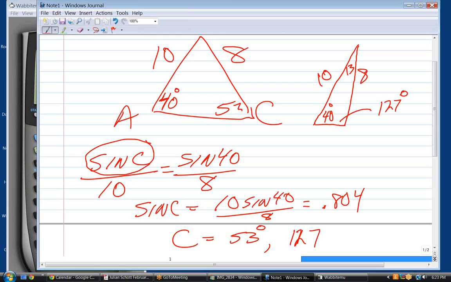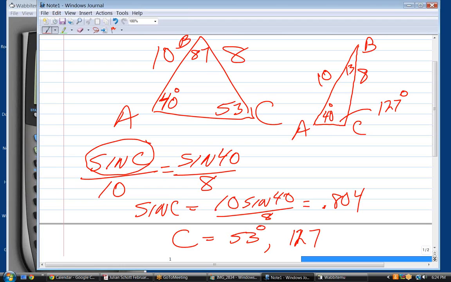One is this one, where that angle's 53, which makes 93, which leaves 87 for that angle. And the other one is where angle C is 127 degrees. Both of these triangles are legit, and they both have the first three conditions that you were given: that you have an angle of 40 degrees, you have a side of 10, followed by a side of 8.